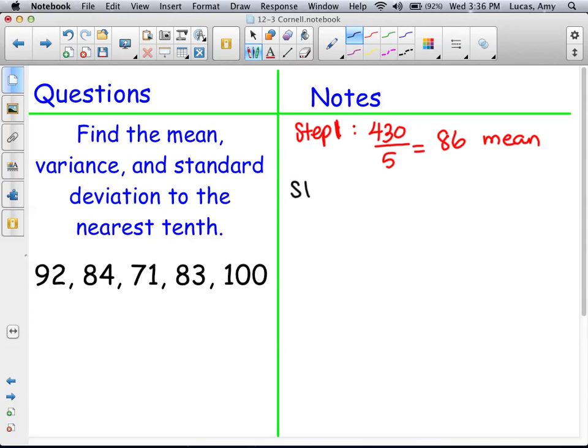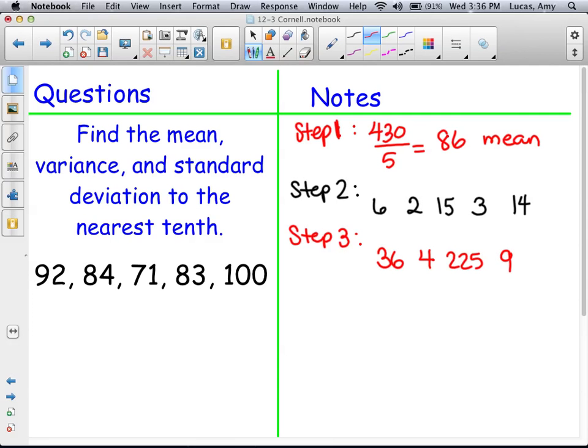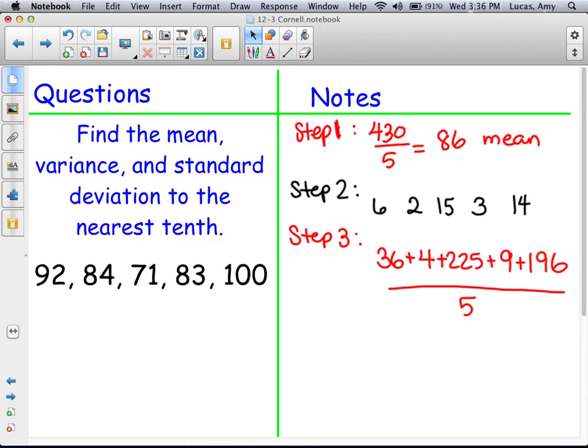Distance away from that mean for each of the numbers. 92 minus 86 is 6. 84 is 2 away. 71 is 15 away. 83 is 3 away. And 100 is 14 away. Step 3, square all of those before we add them together. 36, 4, 225, 9, and 196. Add them, and then we will divide by 5 for our step 4.